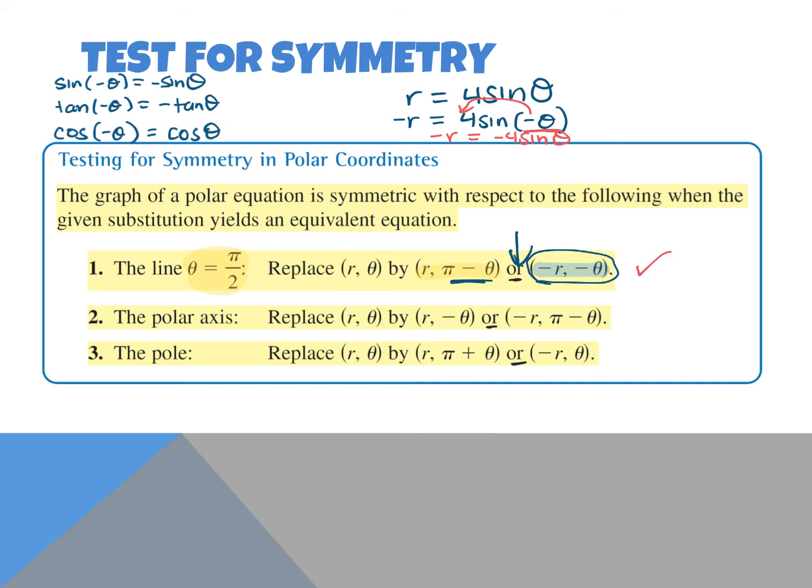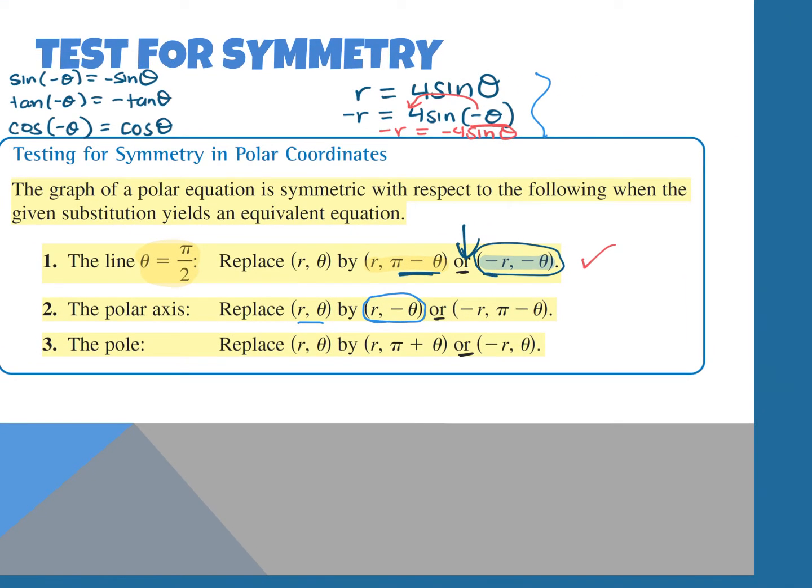If you're testing to see if it's symmetric to the polar axis, then we take that r and theta and we replace it with just negative theta, so the r doesn't change. So if I use the same one we just did, it would be r equals 4 sine negative theta, and that would be r equals negative 4 sine theta. That did not go back to its original, and they're both not the opposite, so this one would have failed the test for symmetry to the polar axis. And if you look at our graph, it was not symmetric to the polar axis.